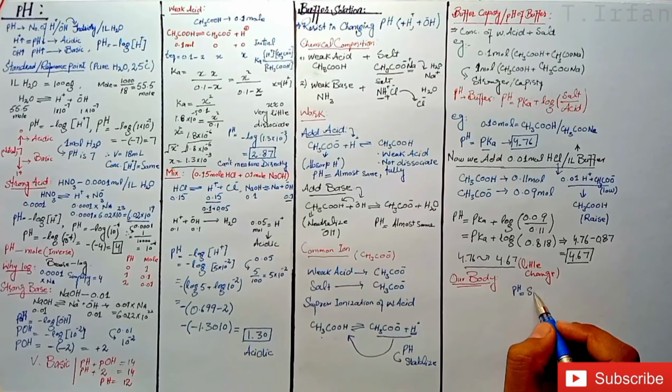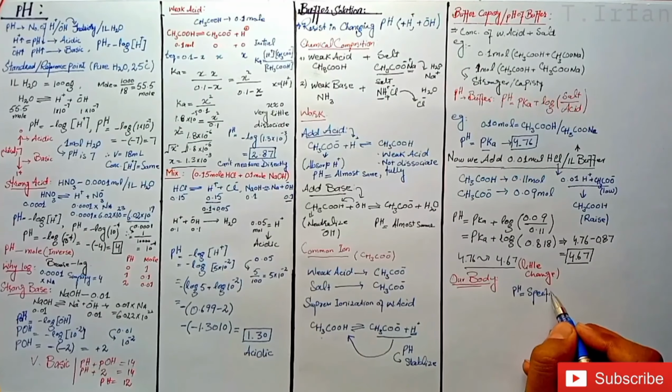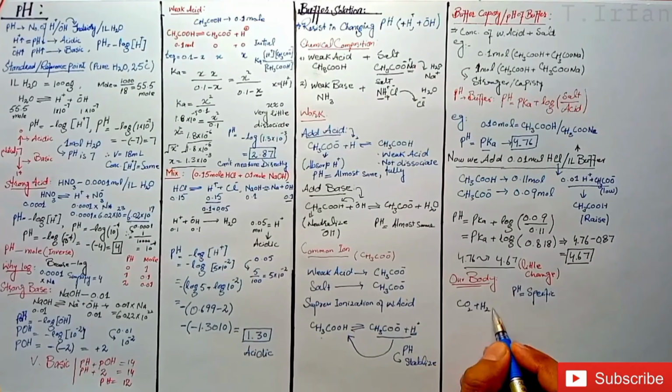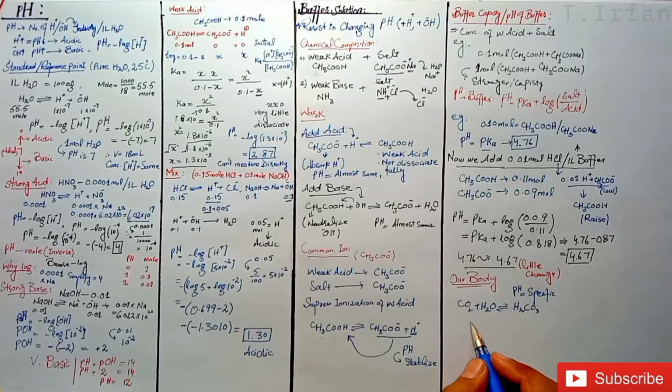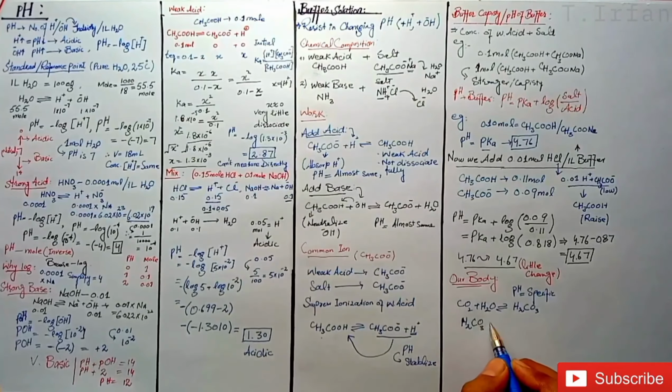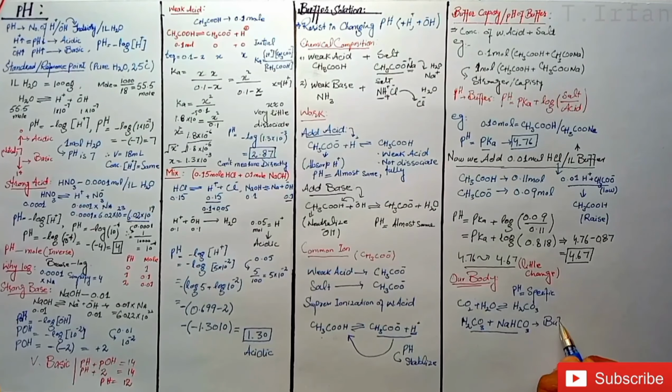Our body has a specific pH. The digestive system, enzymes, and metabolism only work at that specific pH. In our body, carbon dioxide and water combine together and form carbonic acid. This carbonic acid and sodium bicarbonate in our body form a buffer solution, which stabilizes the pH of our body.